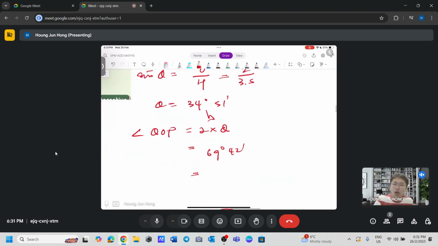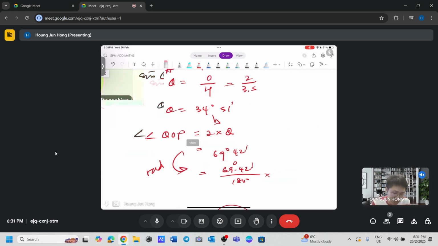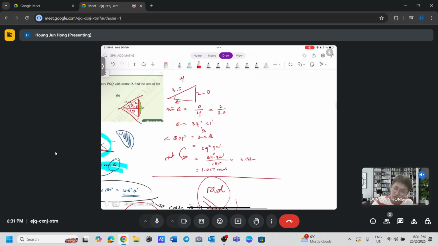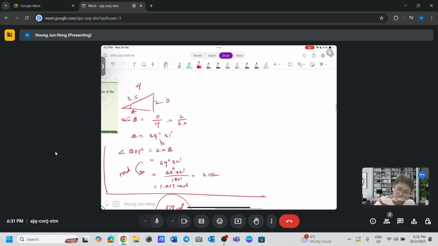Then again, as I always said, every degree convert to radian. So how do you do radian again? Yes, this one over 180 times pi. Again, question set pi as 3.142, right? Then you get 1.217 radian. From here onward, it should be already very simple because it's the same thing. You can write yourself like this.